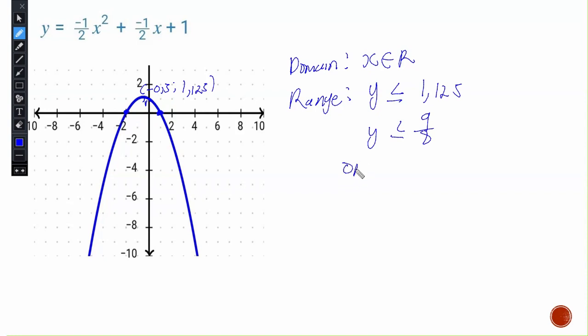Now, if you prefer interval notation, that's y is an element of round bracket negative infinity, all the way from the minimum to the maximum point, which is 9/8, and then a square bracket, right? So that's how you are supposed to deal with those questions right there. Nice, domain and range. That's how we write it.